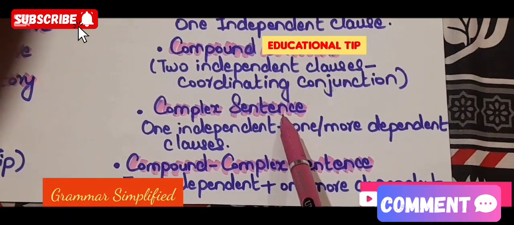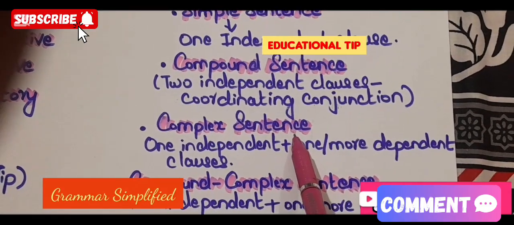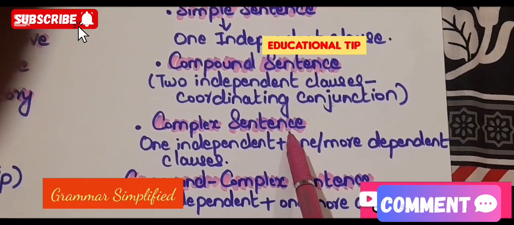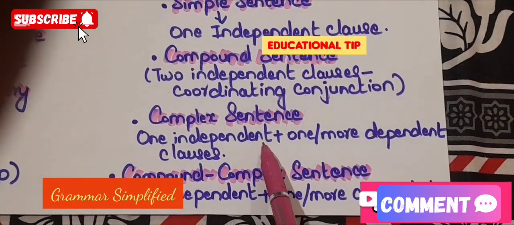Moving on to complex sentences, which has one independent clause and one or more dependent clauses. And it's used to add reasons, conditions, or some background details. Let me quote an example. For instance, although it rained, we went out. Now, in this sentence, although it rained cannot stand alone. It's a dependent clause because the main idea is we went out.